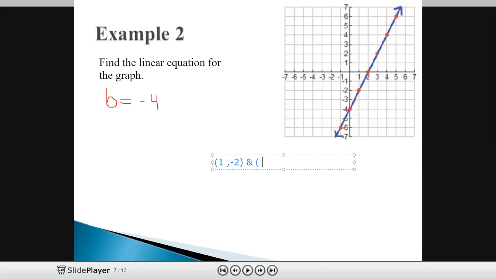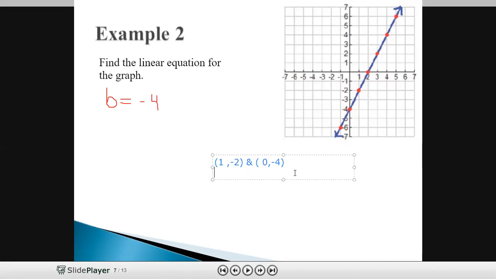0 and what? 0 and 2, and 0 and -4. Miss Rashwan said, okay, because I can't hear. So I choose another ordered pair. So we have 1 and -2 and 0 and -4.